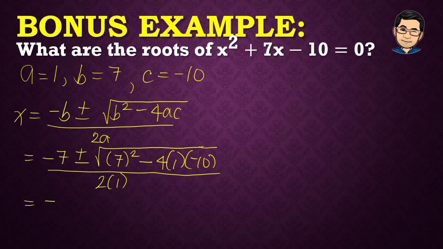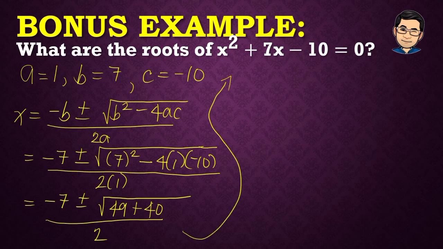Next, negative 7 plus minus the square root of 7 squared, that is 49. Negative 4 times negative 10, that is 40. Okay. Over 2 times 1, 2. So, rewrite natin. Negative 7 plus minus square root of 49 plus 40, that is 89. All over 2.